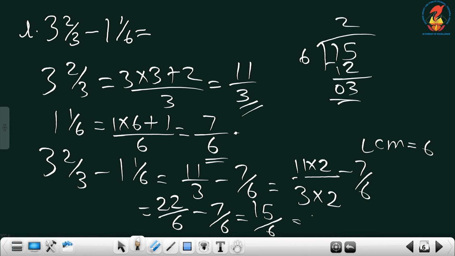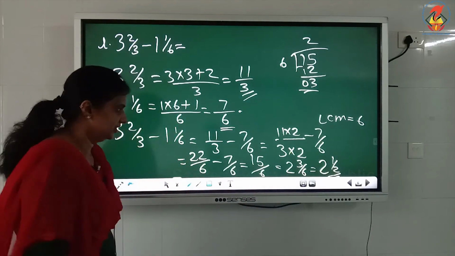Okay, that is 2 and 3 by 6. But in the lowest term, how can we do this? We need to make 3 by 6 will become what? 1 by 2. We need to divide numerator and denominator by the HCF, right? It is the lowest term. Okay.